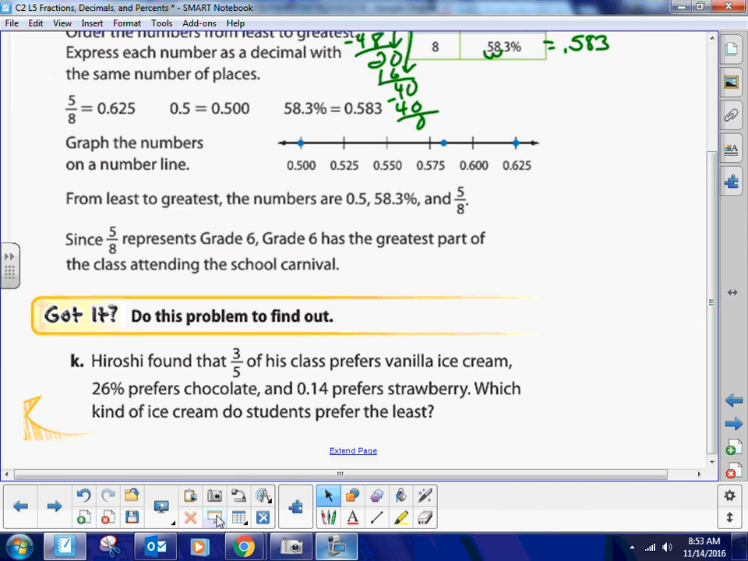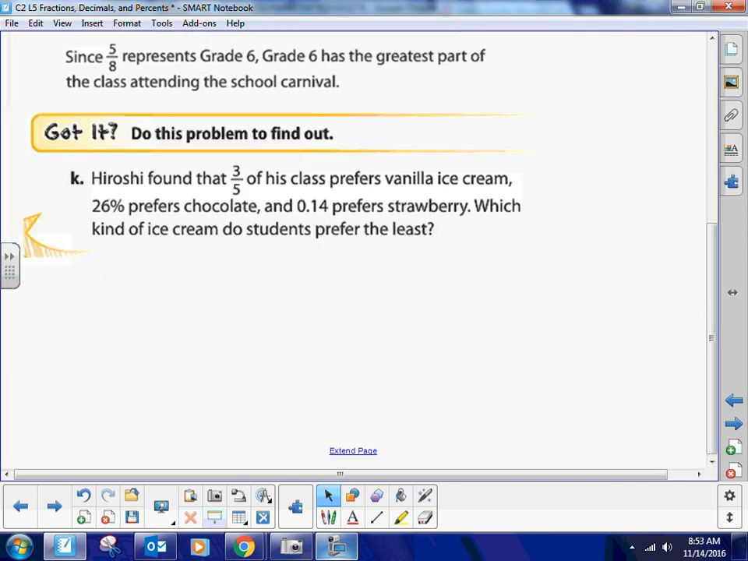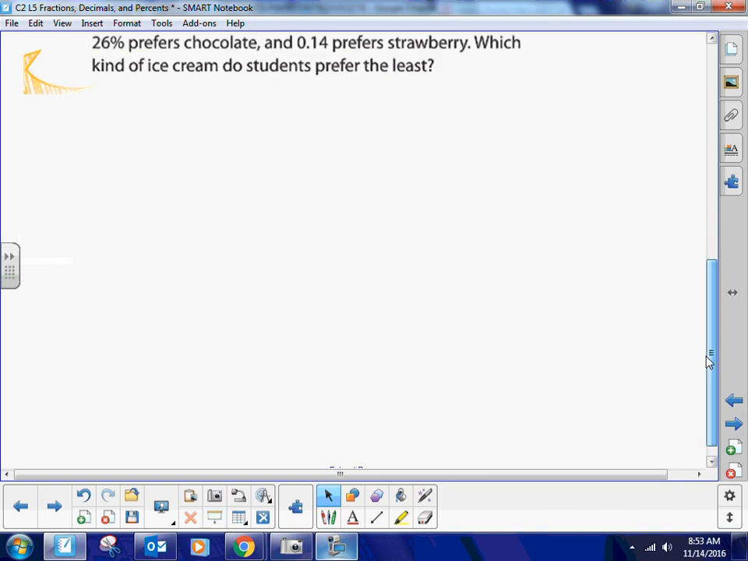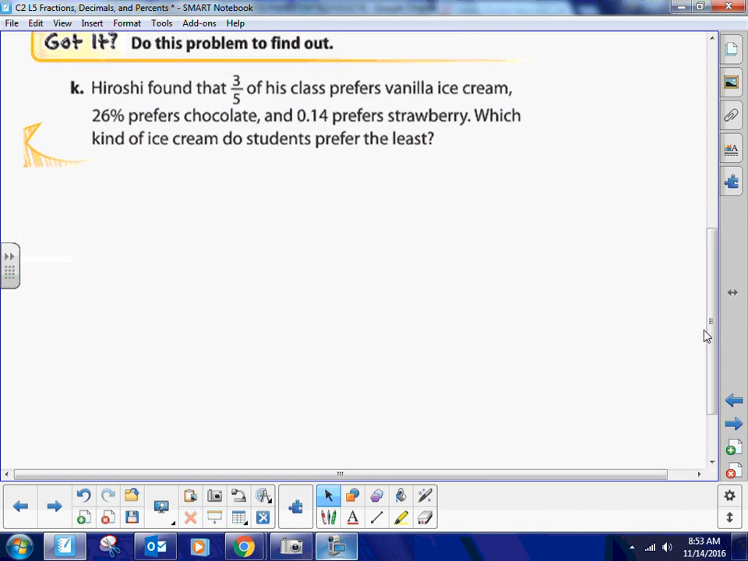Try this one on your own. Okay, try to do this on your own. This should not be very hard. Pause video. Do it. Okay. Hiroshi found that 3/5 of his class preferred vanilla ice cream, 26% preferred chocolate, and 14/100 preferred strawberry. Which kind of ice cream do the students prefer the least?